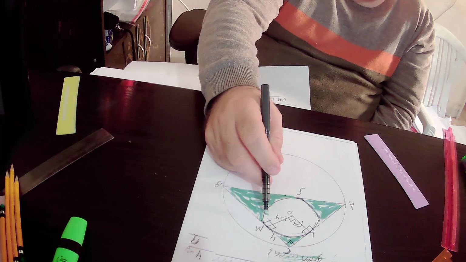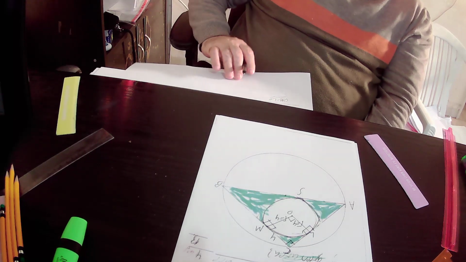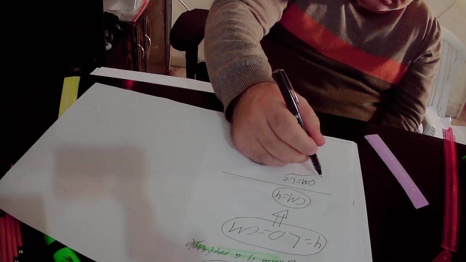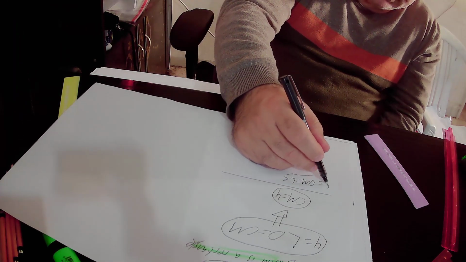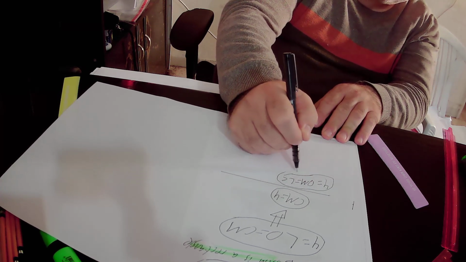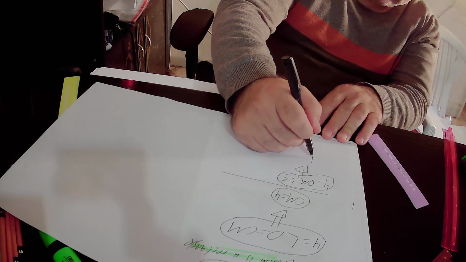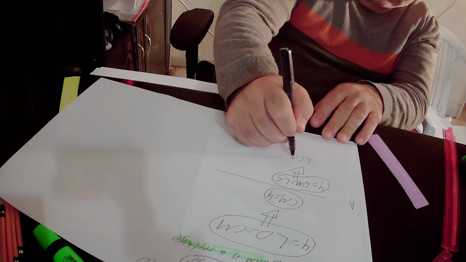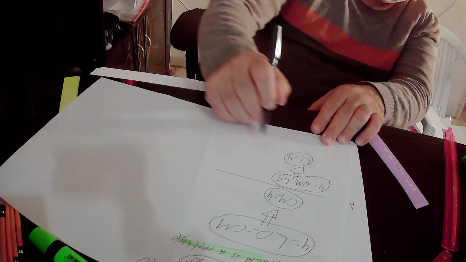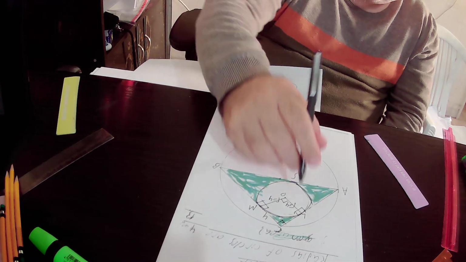But OM equals 4 units. This is the radius of the small circle. So I can write here that OM equals 4 units. And from this equation, 4 equals OM equals LC, we will derive that LC is also equal to 4 units. LC equals 4 units. So we can write here that LC equals 4 units.